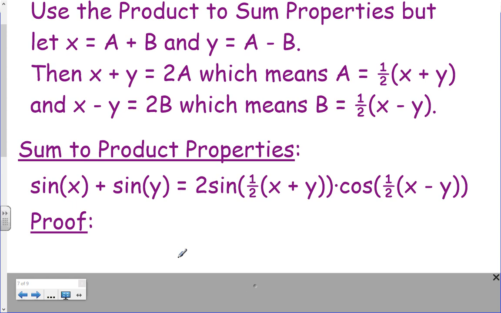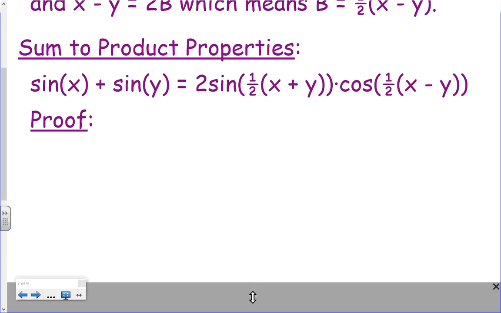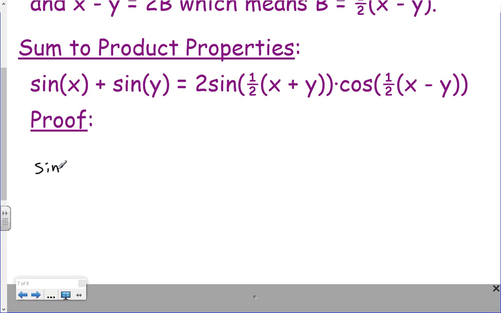Let's talk about the two properties then, and we'll prove the first one. It will be a very similar process that you'd go through to prove the second one. So here we've got the sum of two sines, sine of x plus the sine of y. And again, to prove this, you're going to start out with the product to sum property. The product to sum property that we're going to use starts out with the product of sine and cosine. So I've got the sine of A times the cosine of B.